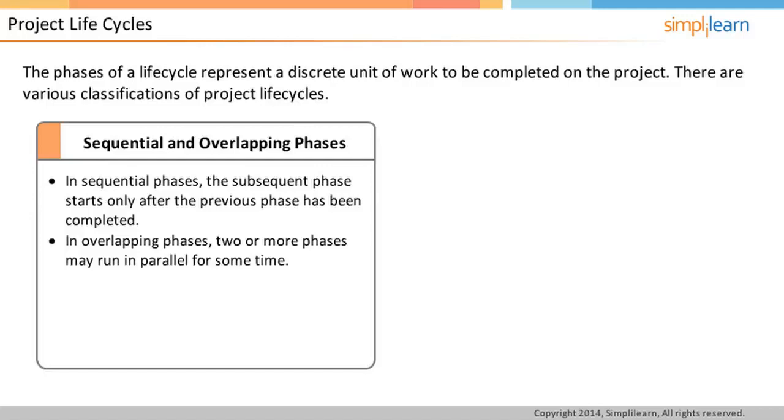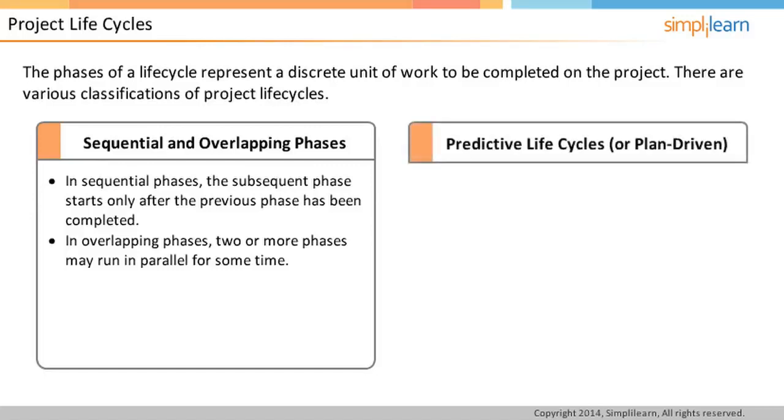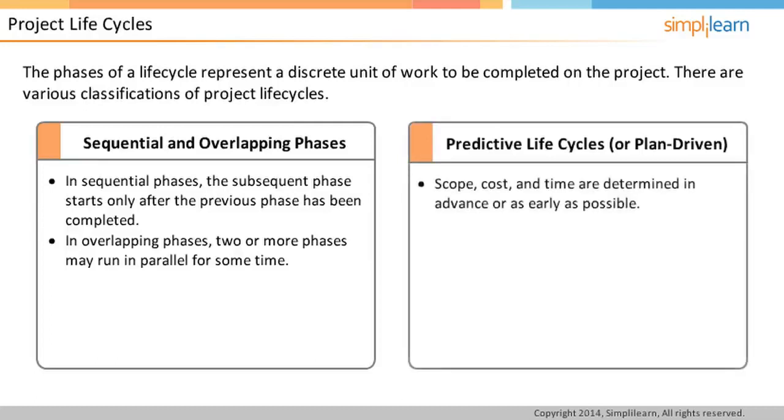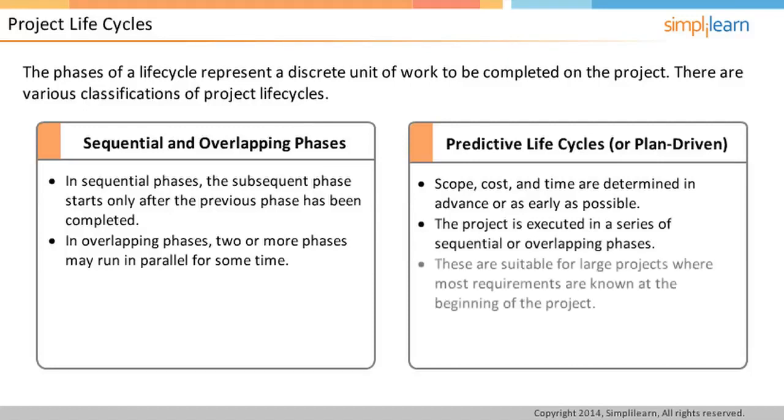The other way of classifying life cycles is how they go about the process of planning. In predictive life cycles, there is a large upfront planning phase where all the details of scope, cost, and time are planned before beginning the subsequent phases. These phases then are executed in either sequential or overlapping modes. They are suitable for large projects where all the requirements are likely to be known in advance and where upfront planning effort is required to get the necessary approvals.